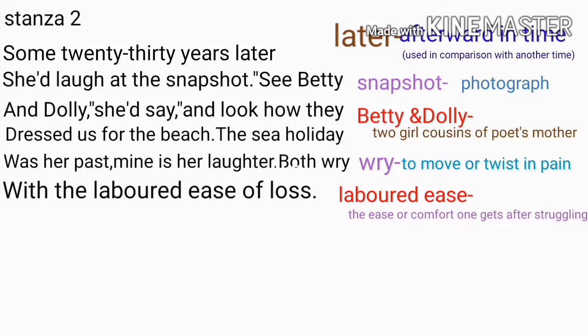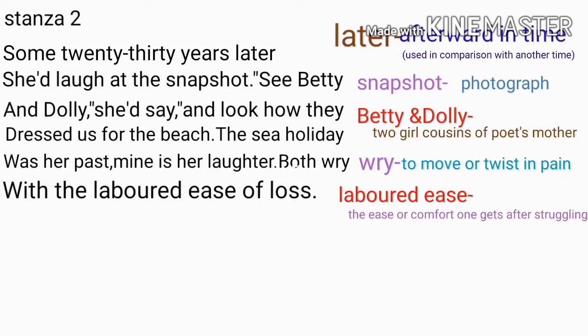Betty and Dolly are the two girl cousins of the poet's mother. So the poet's mother would say to the poet to see in the photograph Betty and Dolly. And she would say, and look how they dressed us for the beach. So she would say to the poet to see how they, it means their parents, dressed them, prepared them for the beach.